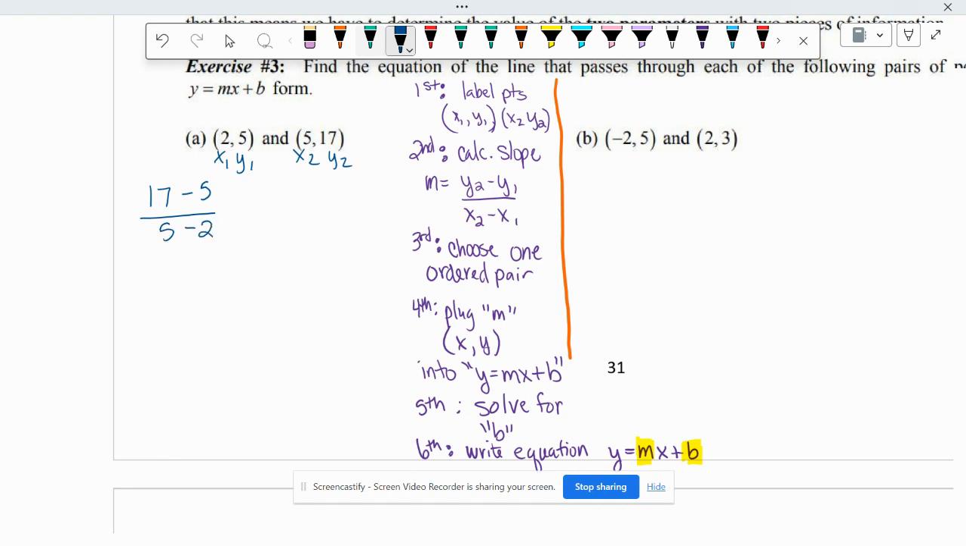Because you have to use one of those ordered pairs, either the 2-5 or the 5-17, to plug back in. You just have to choose one. It doesn't matter which one you use. I always choose one that has no negatives, but neither one of those have negatives. So either one that you choose will be acceptable.